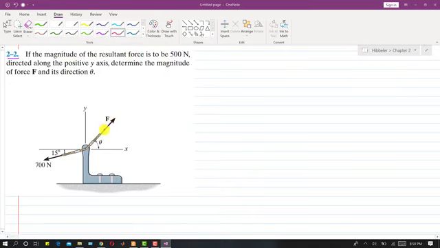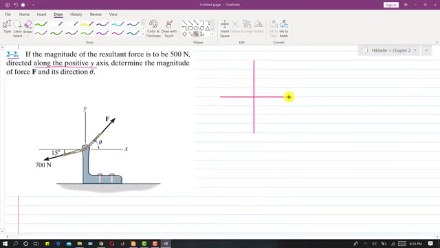The resultant magnitude of these two forces is 500 Newton, and it is directed along the positive y-axis. So the magnitude and direction of the resultant is given, and we are asked to determine the magnitude of this force and this theta which this force is making with the positive x-axis.